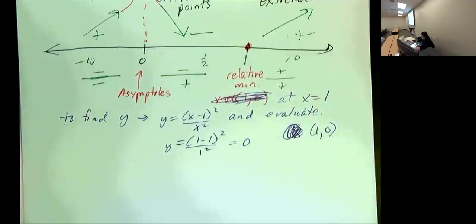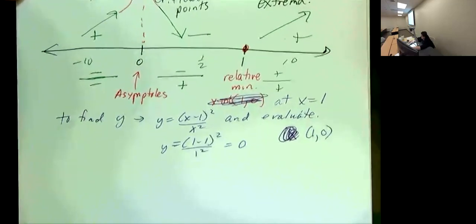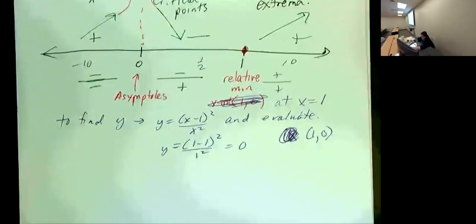I remember on this test, people were trying to find it by plugging into y prime. And you can't find the point by plugging into y prime. Well, in this problem, you actually could. It would still give you a 0, but that's coincidence.